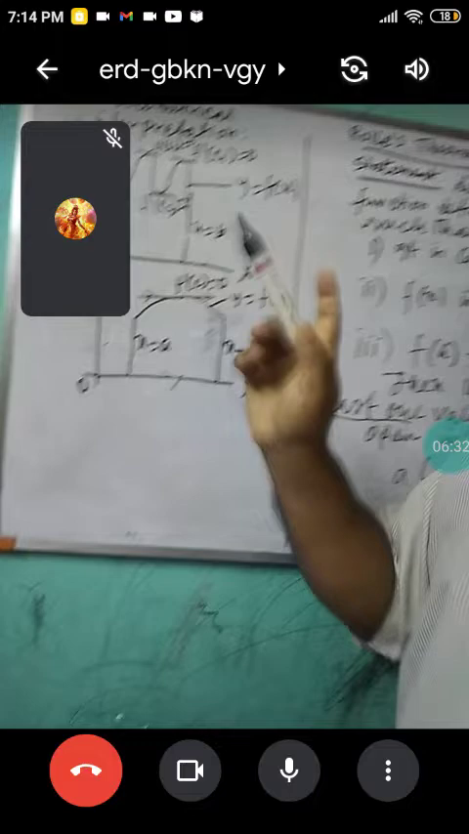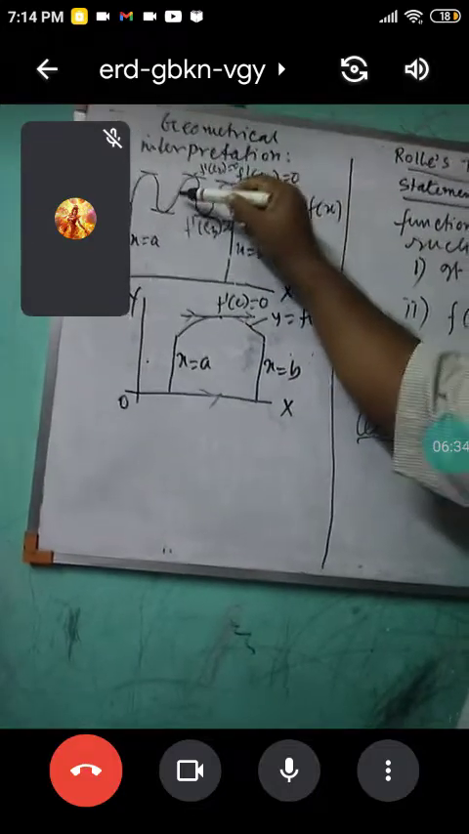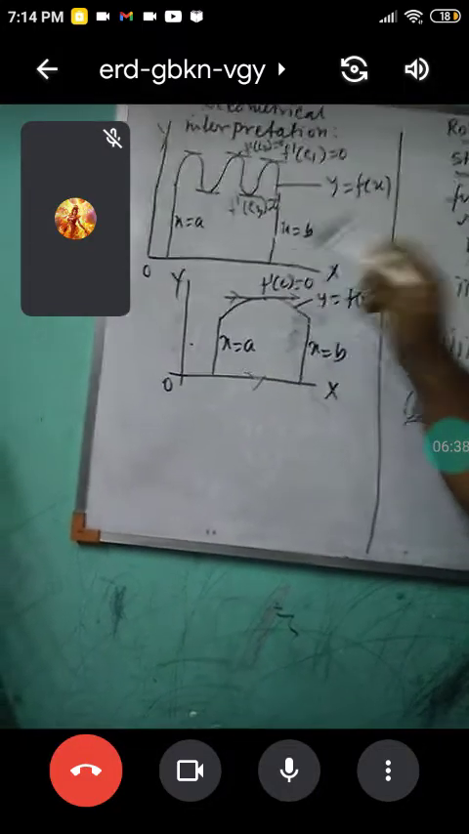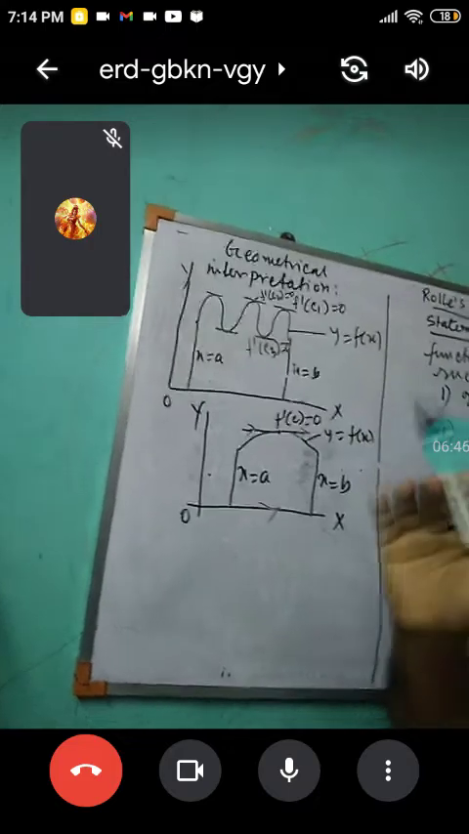So here you can say at least one. Suppose if we take a tangent at this point, this is not parallel to the x-axis. There exists at least one point. But here we are getting so many points, 5 points. But I am saying that at least one point, if we draw a tangent, that tangent is parallel to the x-axis.